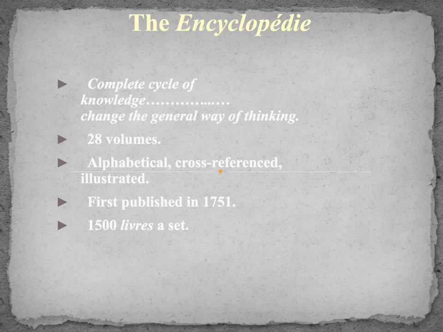And so it was first published in 1751, and it cost 1,500 livres for the set, which was pretty expensive for that time period. Very expensive. But people bought it left and right because it was basically everything we know about everything in one location.